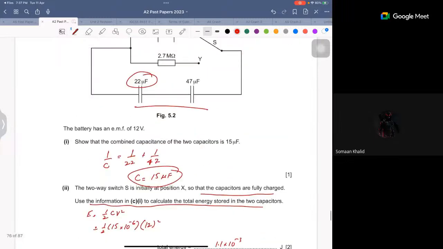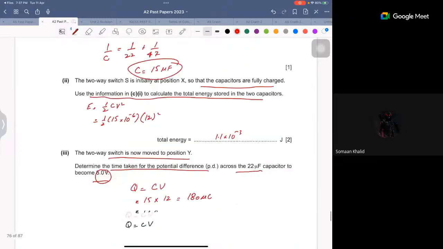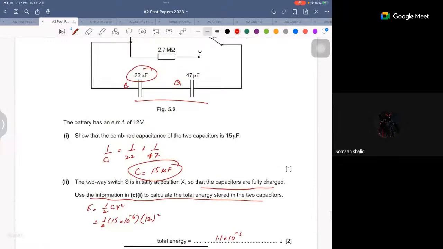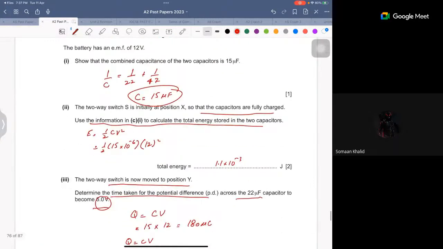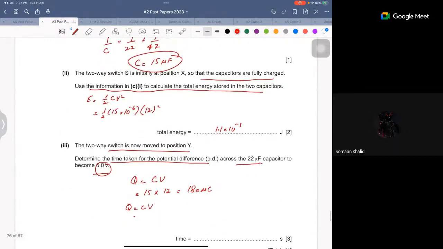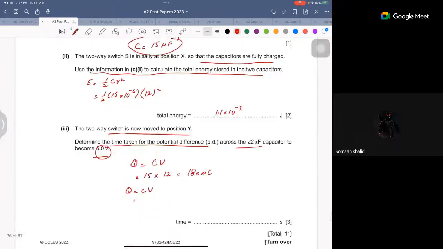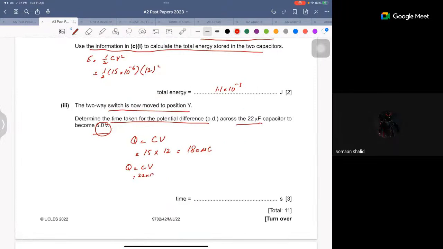Charge in series remains the same. So the charge on this is the charge on this. So the capacitance on this one is 22 microfarad, and the charge is 180 microcoulomb, and we want to find what you get. 8.2. So that would be the voltage.